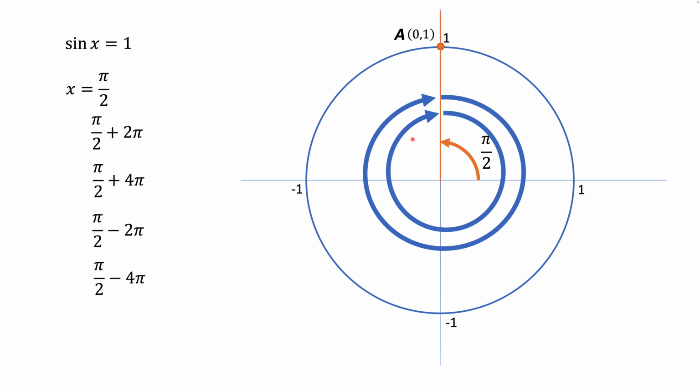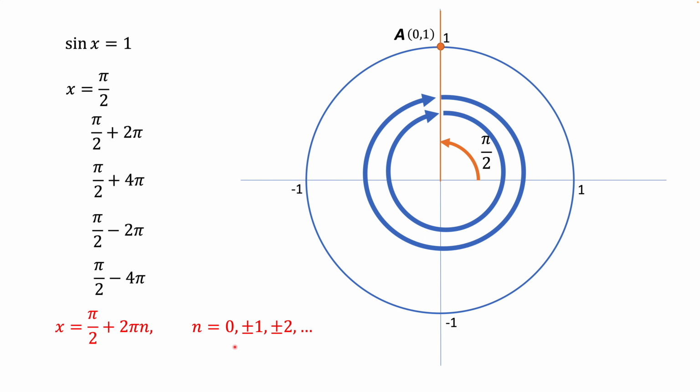So now I guess you probably get the story. If I'm at point A and I add or subtract any number of 2 pi's, I'm going to get to the same point, and I'm still going to have sine equals 1. So the final answer would be written as x equals pi over 2 plus 2 pi n, where n is any integer: 0, plus 1, minus 1, plus 2, minus 2, and so on.